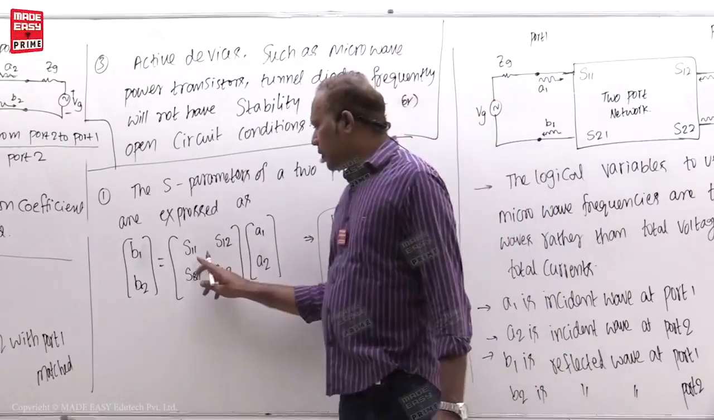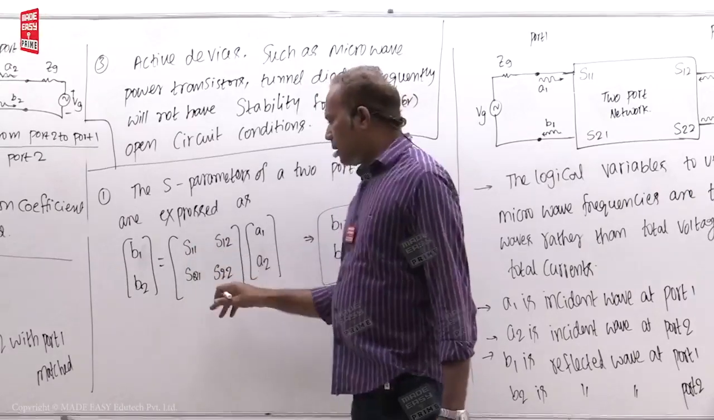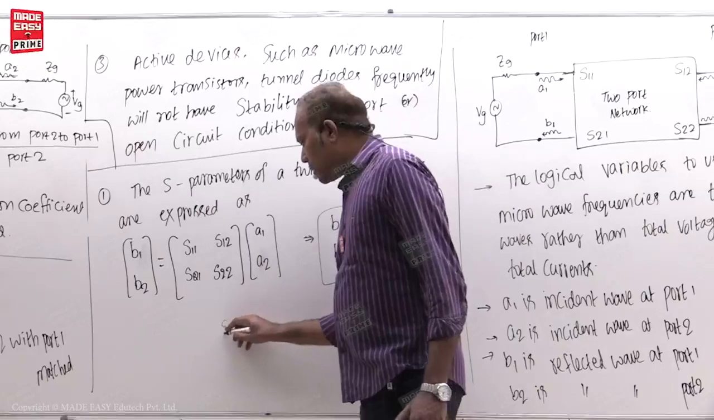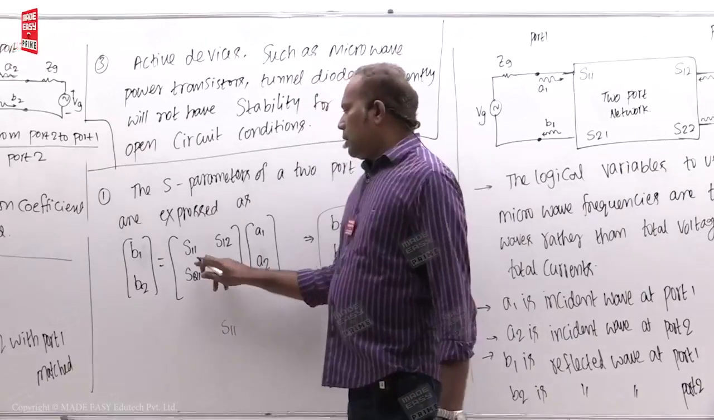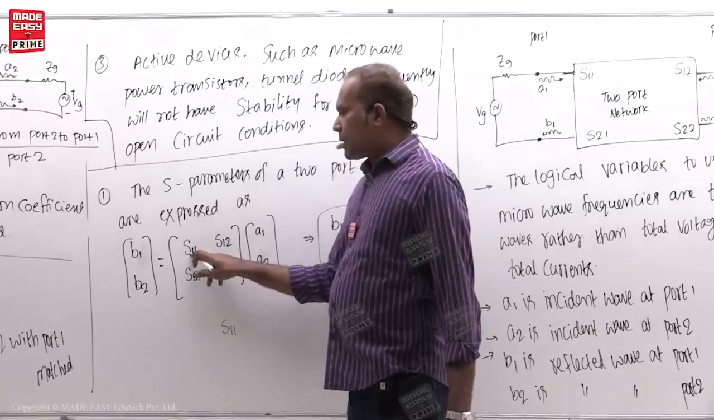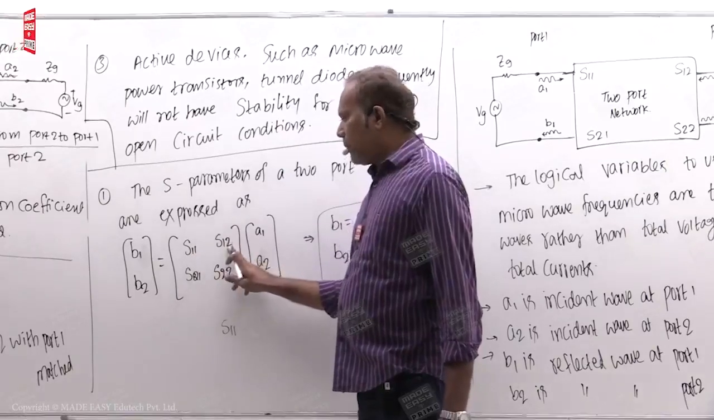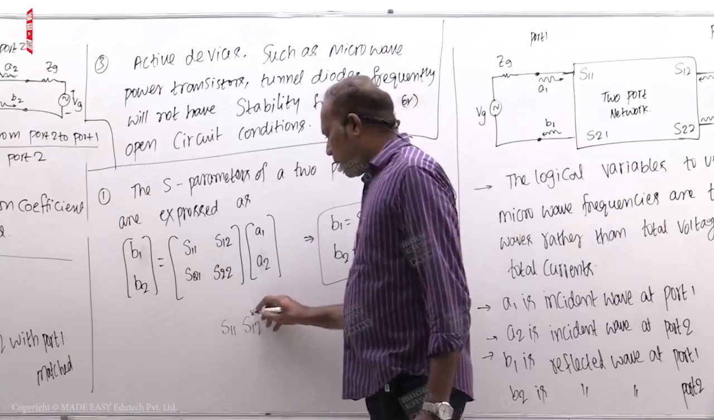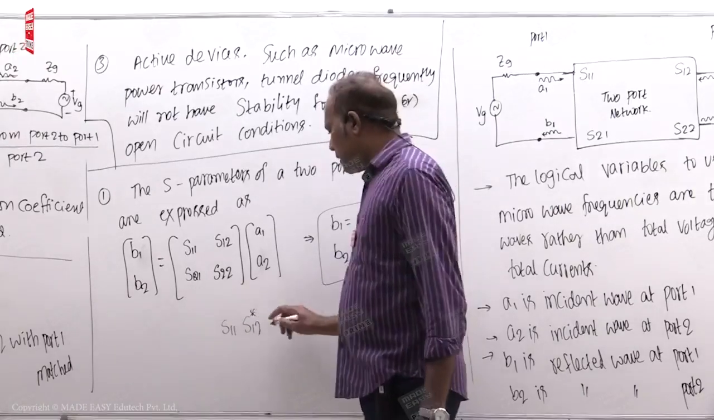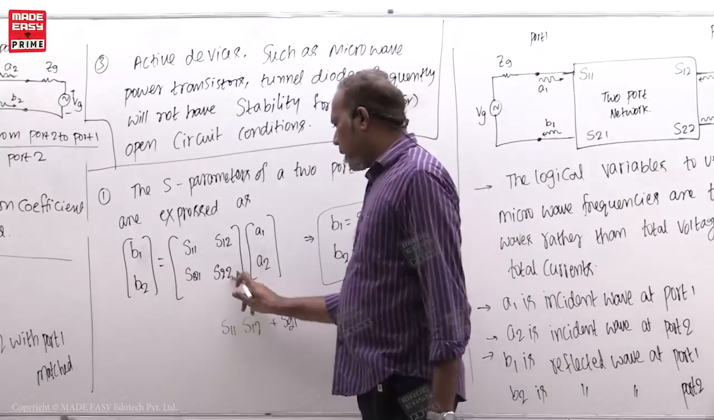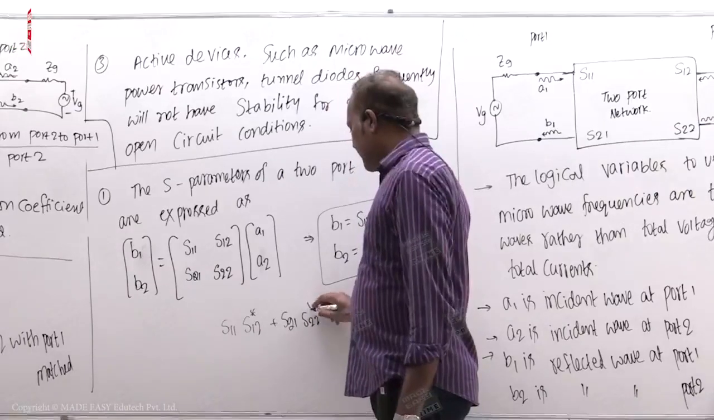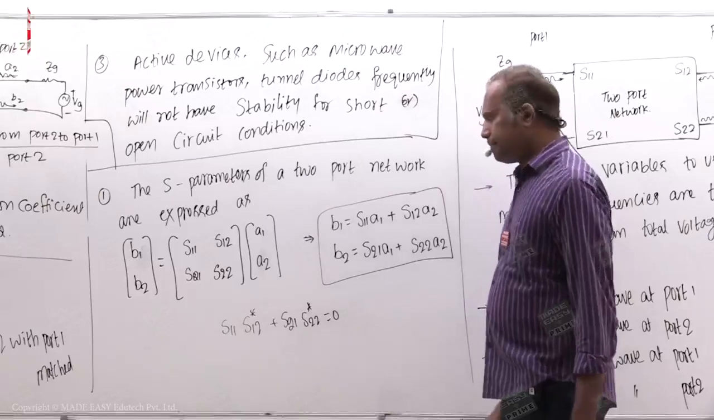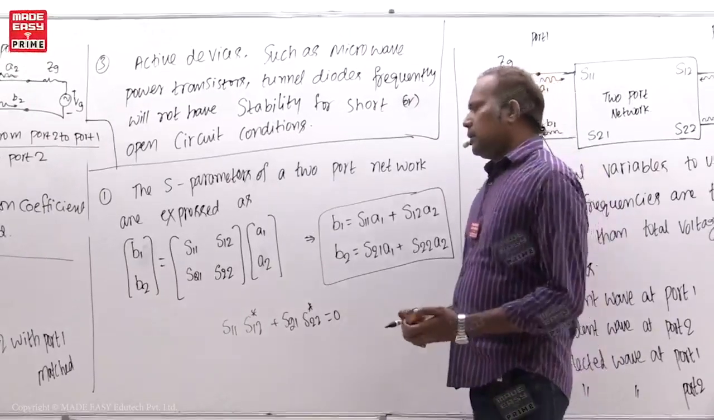For example, here if you take this column, then you multiply S11. This is one term in this column. The corresponding term is this one in the other column. You take the complex conjugate of that one, and then similarly you take this one S21, then the complex conjugate of this one, is equal to 0. That is called the zero property of the S matrix.